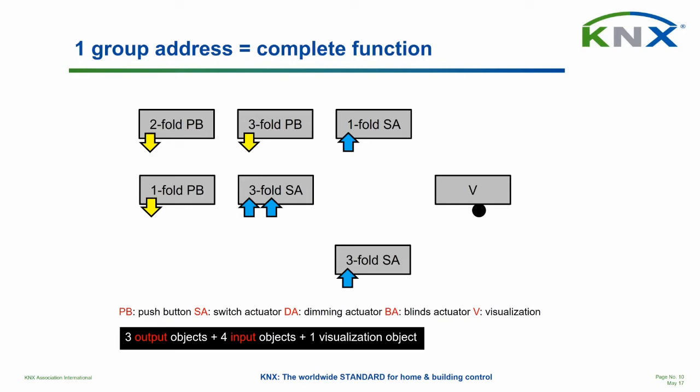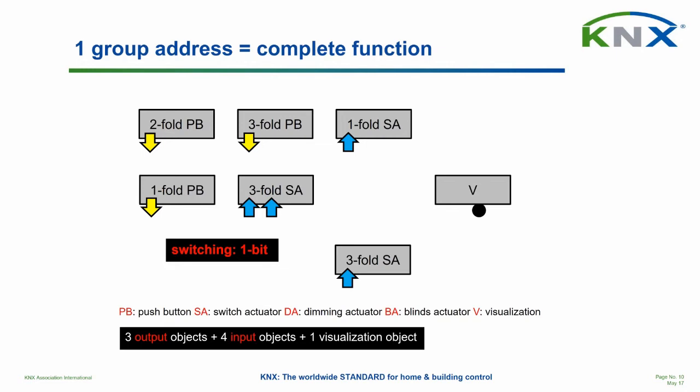So okay, that is actually a function that is completely created with one group address. Well, you can already guess what kind of function this is. Well, very simple, of course. This is a switching function. You only need one object, and this object is 1 bit. It's either on or off.